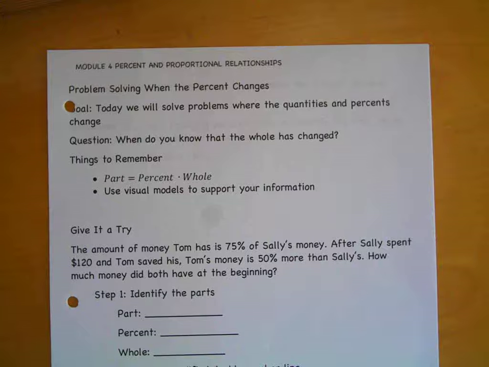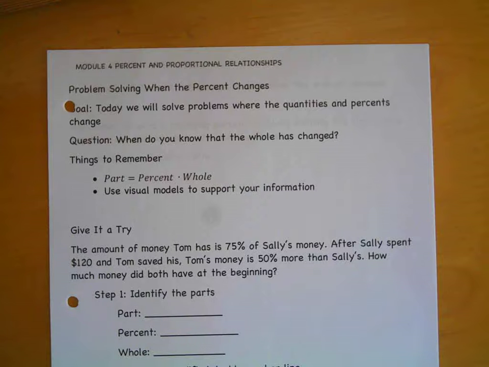The amount of money Tom has is 75% of Sally's money. After Sally spent $120 and Tom saved his, Tom's money is 50% more than Sally's. How much money did both have at the beginning?